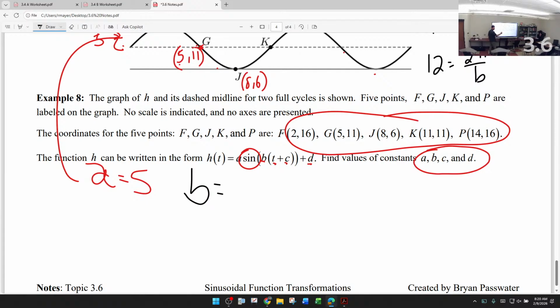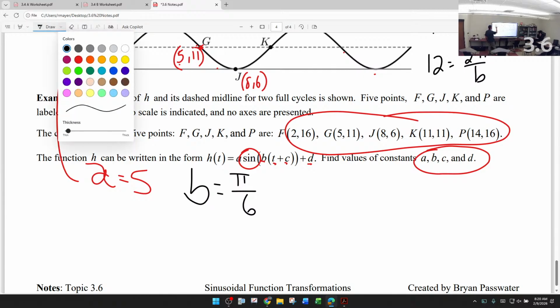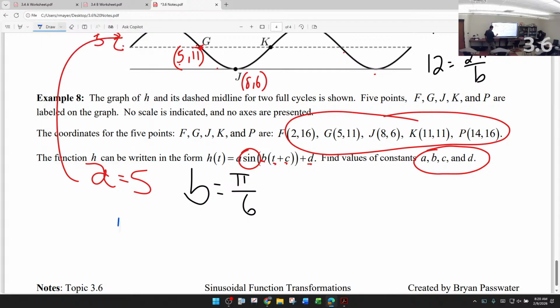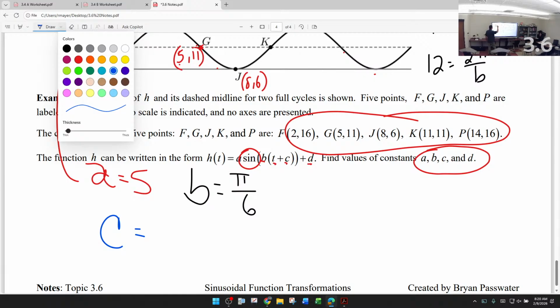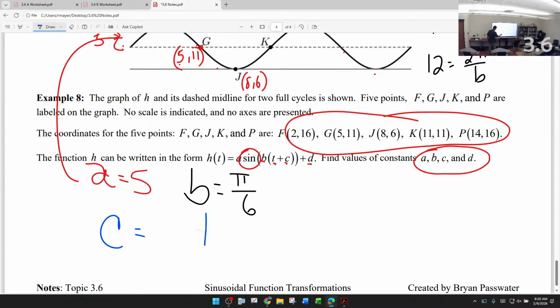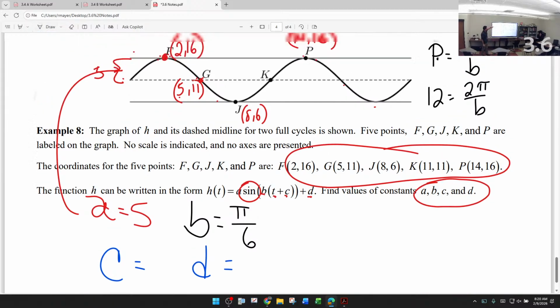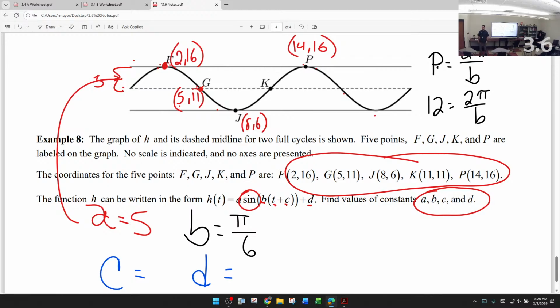What did we say? A, B, C. D. Well, darn it. It's all right. I think D is the easy one. Go ahead, Walter. You're shaking your head.